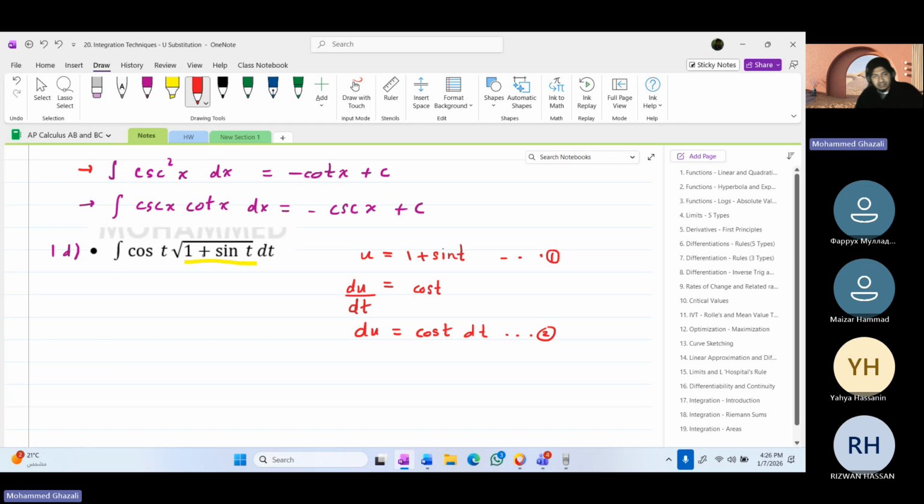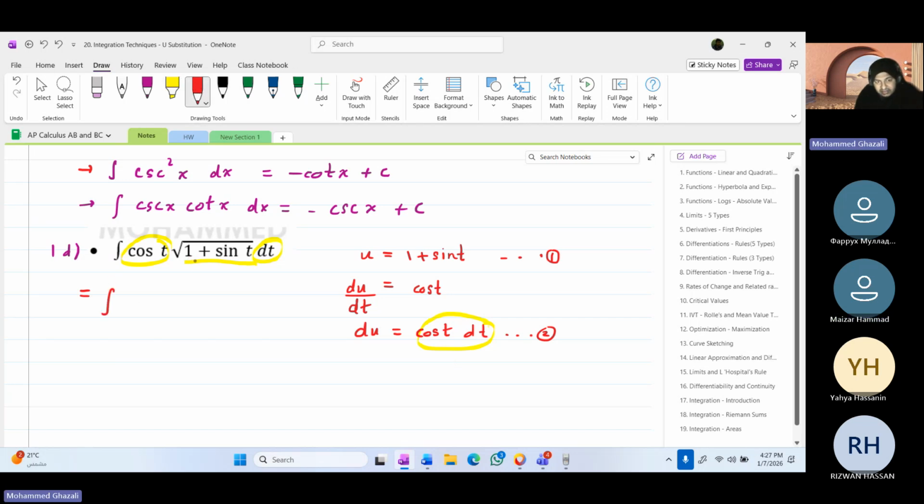We need to substitute both inside. Now, we want to know what is cos t dt. Great. Cos t dt already appears in the integral. See there? Cos t dt. Mr. Y, why? Right here. What do you mean? Isn't the integral of the whole function just equal to the integral of root u du? Oh, wait, one second. Just hold on.